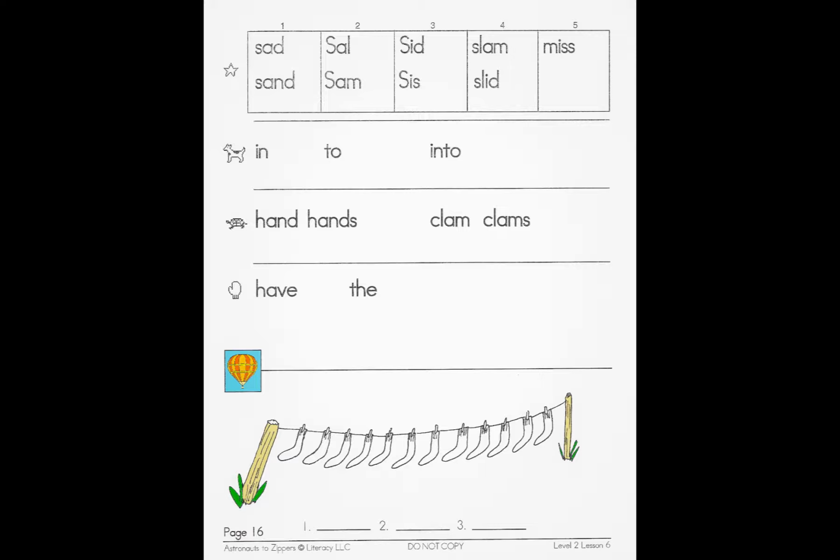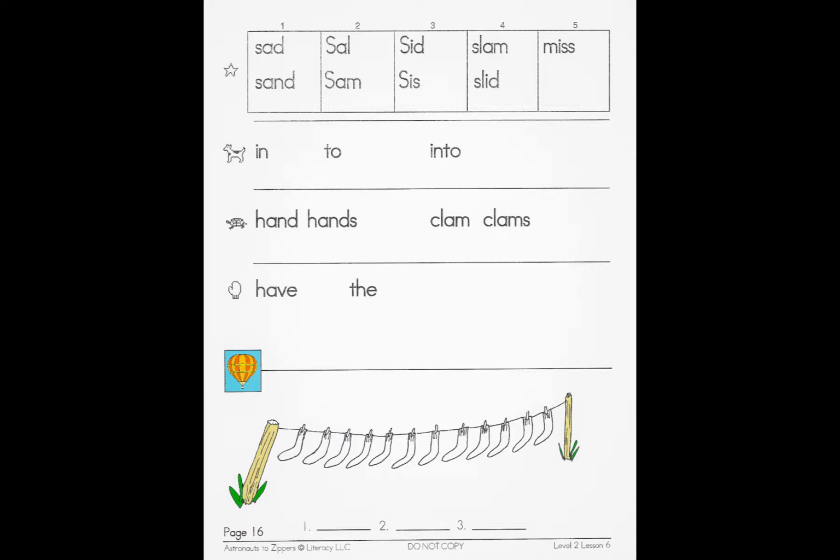Sad. We were sad when they left. Sand. We played ball in the sand at the beach. Sal. Sal is my friend. Sam. Sam is my brother. Sid. Did you know Sid? Sis. Do you ever call your sister sis? Slam. Do not slam the door. Slid. He slid on the snow. Miss. We will miss you when you move.